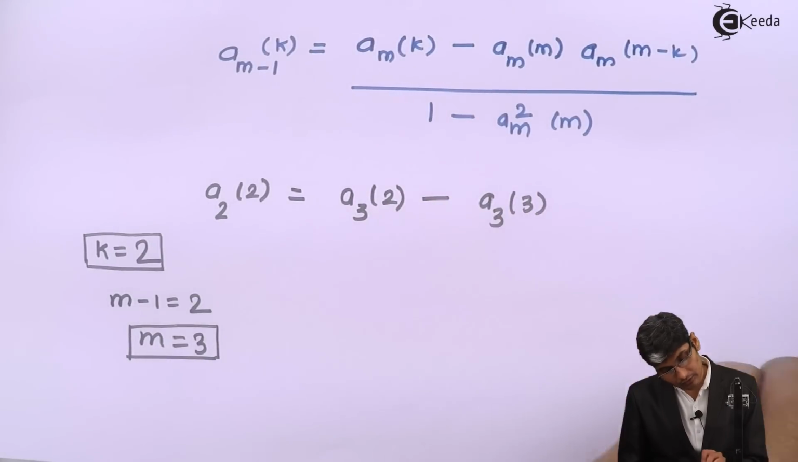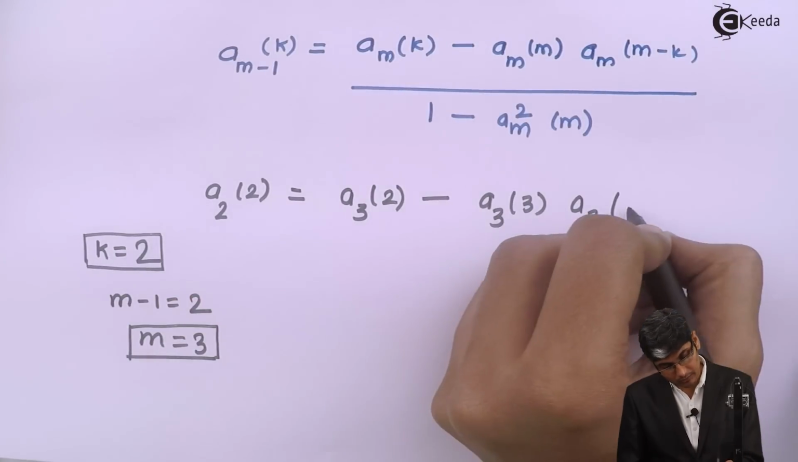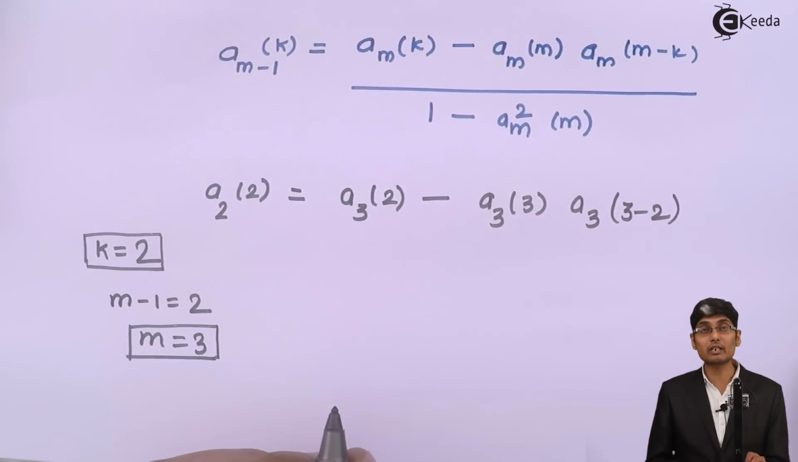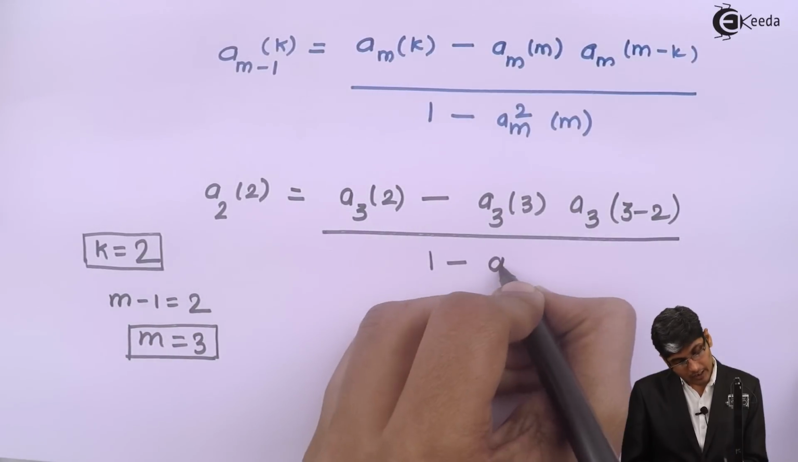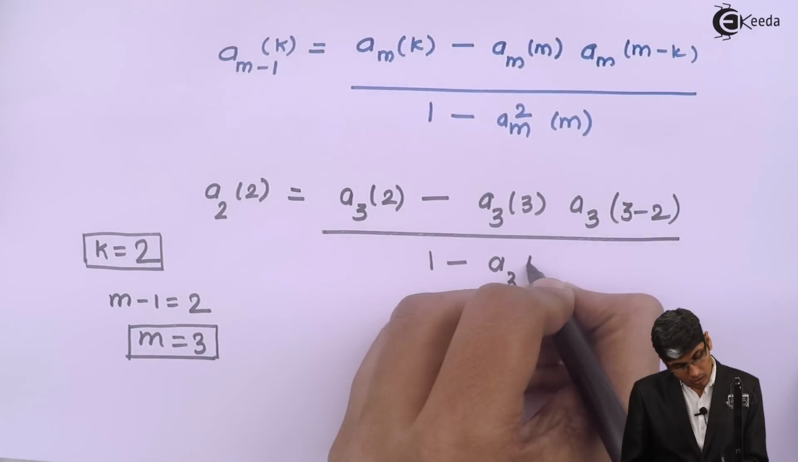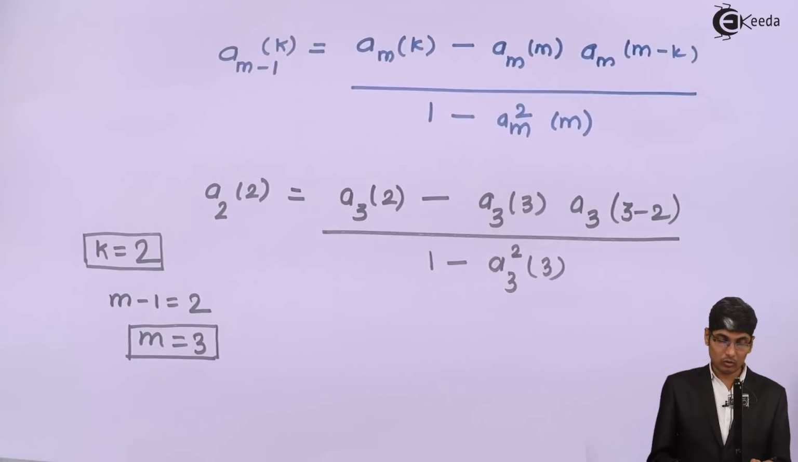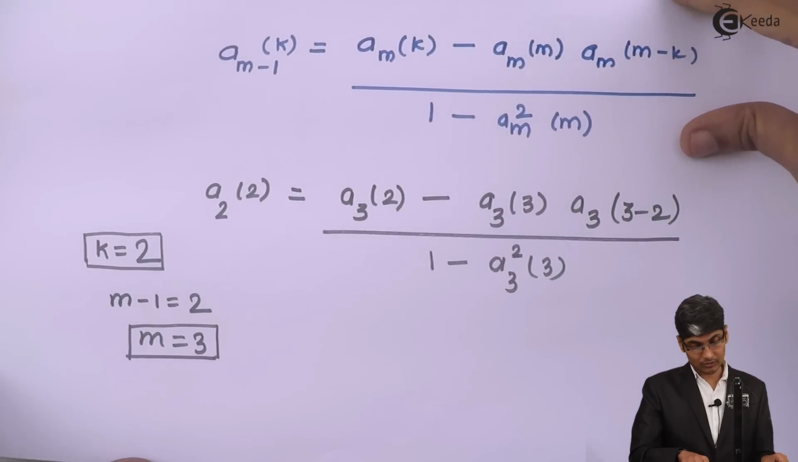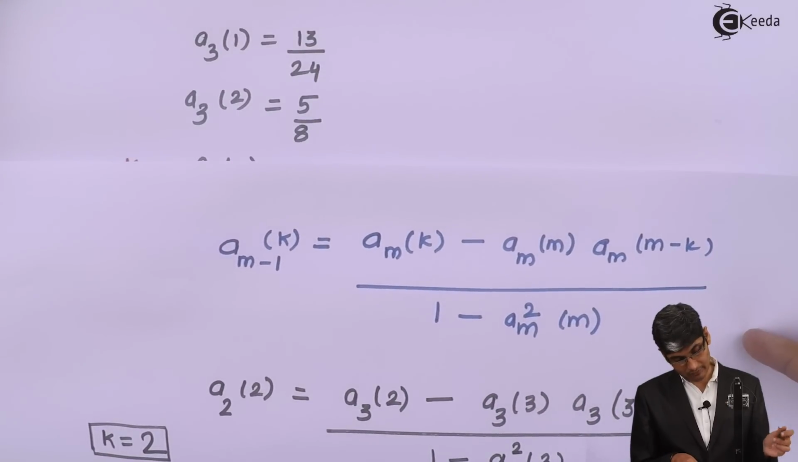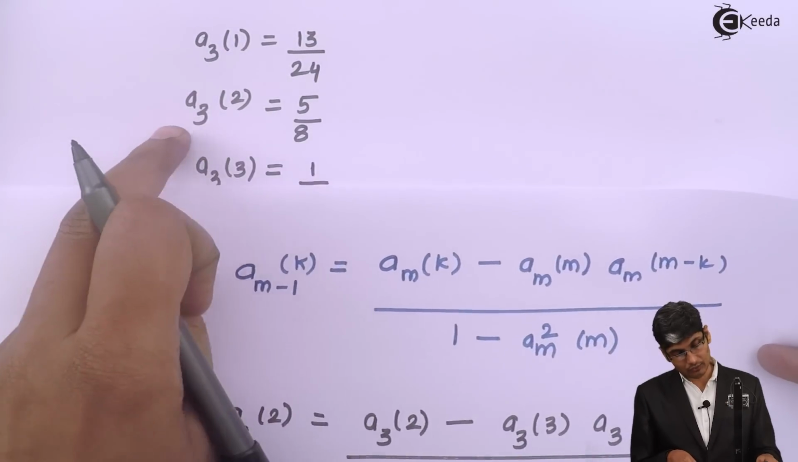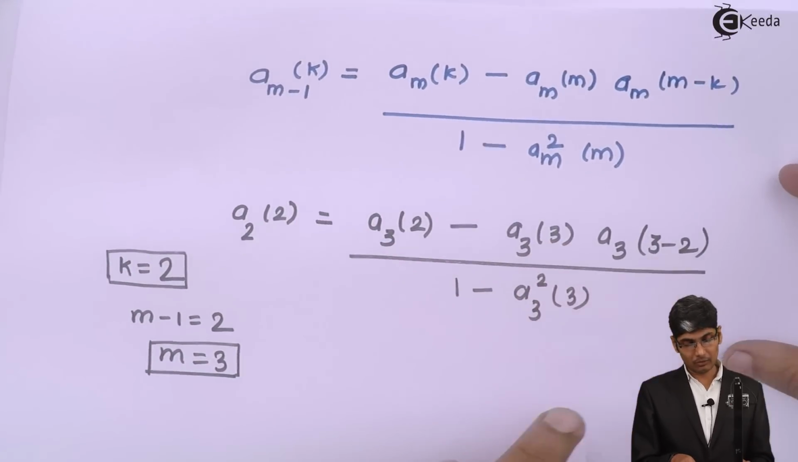A3 of 3, let's say, 3 minus 2. It will be 3 minus 2 because M is 3 and K is 2. The whole divided by 1 minus A3 of 3 squared, right? So from the above equations, let us compare what values we have. We have A3 of 1, A3 of 2, A3 of 3. So we have A3 of 2, A3 of 3. Here we were going to get a phase problem.